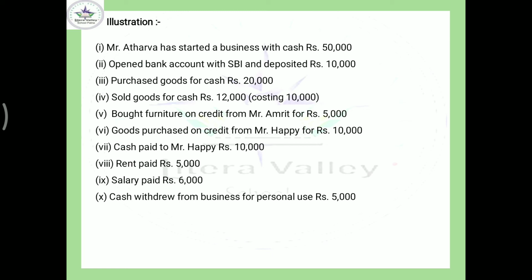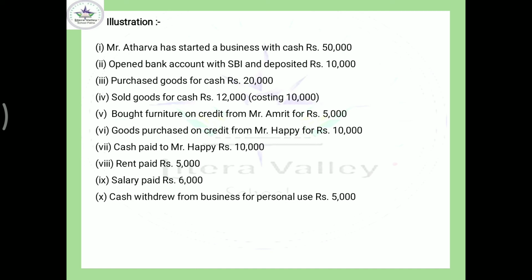When goods are purchased on credit, the person is called a supplier or creditor, and when fixed assets are purchased on credit, the person is known as a vendor. So here Amrit is a vendor. Although there is no effect on the treatment, it will appear on the liability side, but the word is different. So I hope you can learn it.